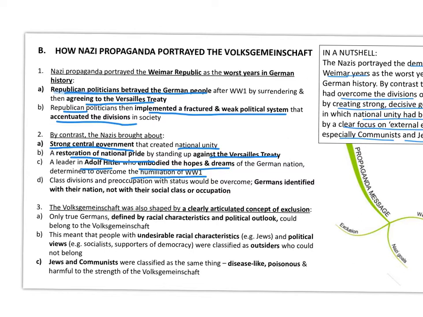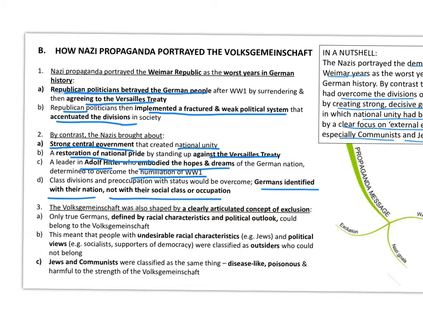So class divisions and preoccupation with status would be overcome. Germans would now, their role was to identify with their nation, not with their social class or occupation. Again, we've covered that. So when pluralism was abolished in 1933 and Hitler created a one-party state, so the other political parties were dissolved, Hitler didn't present that as a bad thing. He said this is a necessary thing. If we have just the one party, the Nazi party, that will create national unity.